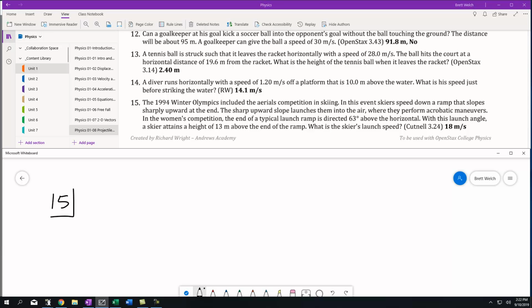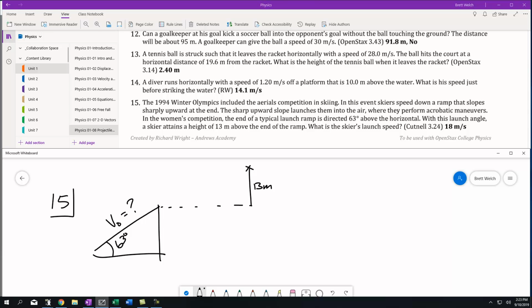In the women's competition, the end of a typical launch ramp is 63 degrees above the horizontal. You can imagine, here's the ramp, and this launch angle is going to be a 63-degree angle above the horizontal. With this launch angle, a skier attains a height of 13 meters. From here, we're going to end up at our high point of being 13 meters above the height of the top of the ramp. And the question is, how fast is the skier's launch speed? We're being asked for v naught.